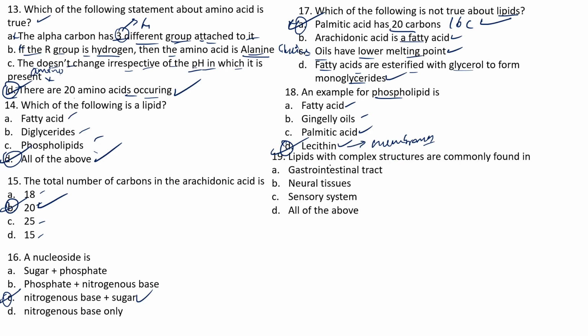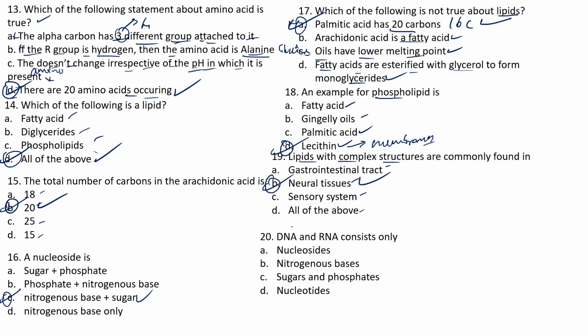The next question: the lipids with complex structures are found in the gastrointestinal tract, neural tissues, sensory system, all of the above. Lipids with complex structures, for example ceramide or sphingolipids, etc. So all of them are actually complex lipids, and as you have read, they are mainly found in the neural tissues. Hence B is going to be our right answer.